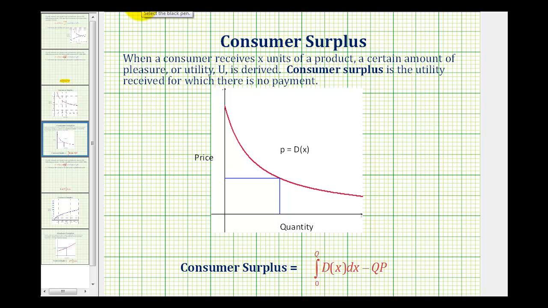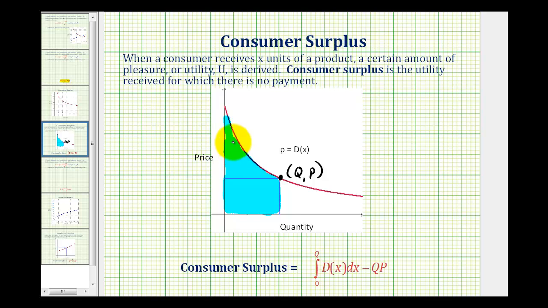If we take a look at this graphically, if this was the equilibrium point, where the x-coordinate is the quantity and the y-coordinate is the price, if we integrated the demand function on the interval from 0 to q, this would give us the area here in blue, which would represent the total pleasure or utility received from the quantity q items. But some of that utility is paid for, and that's represented by the price times the quantity, or the area of this rectangle here.